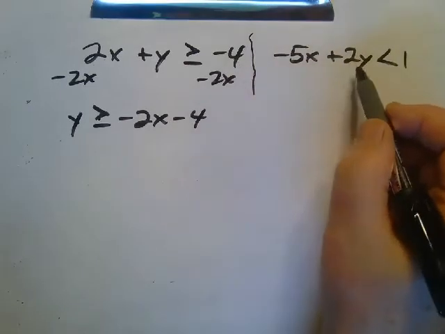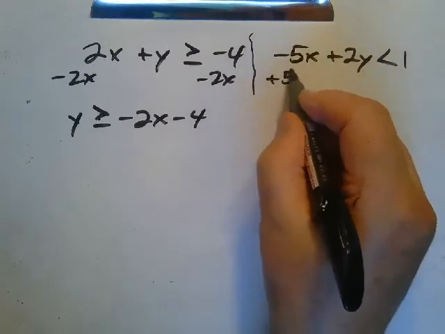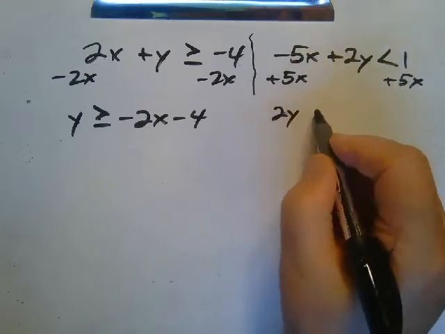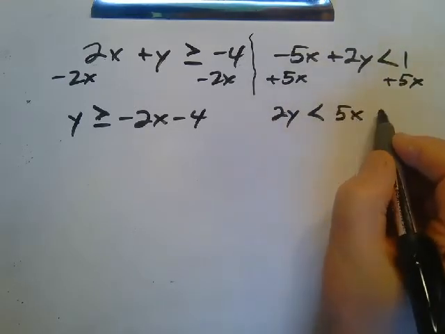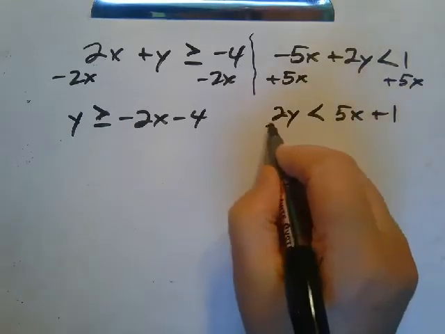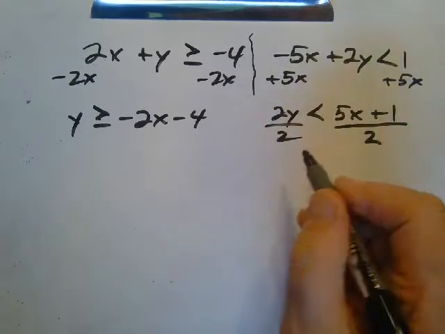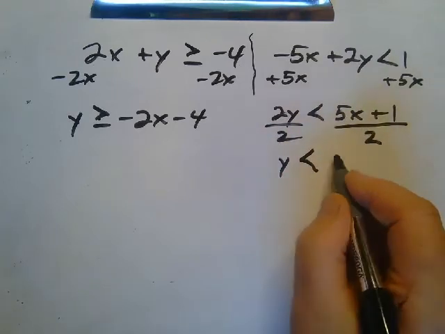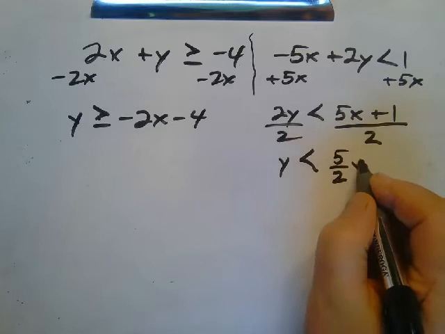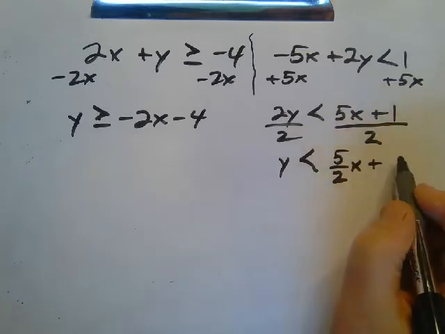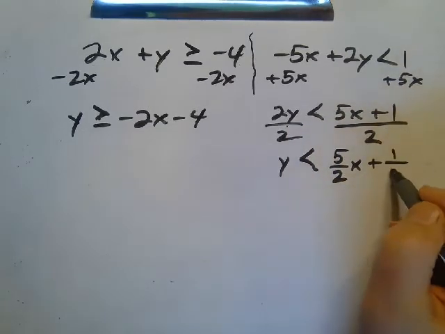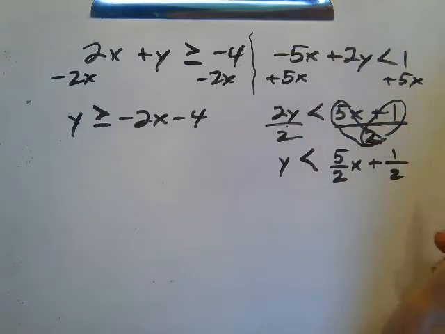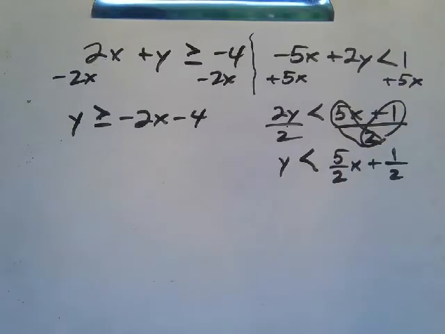Okay. This other one's going to be a little more work. Let's add 5x to both sides. And we got 2y is less than 5x plus 1. And dividing both sides by 2, we end up with 5 halves x. I'm going to write it that way for the moment, but we can turn it into a mixed number. Plus 1 over 2. Remember, I'm dividing these and these, dividing them both out. All right, we're distributing that 2 in by division.